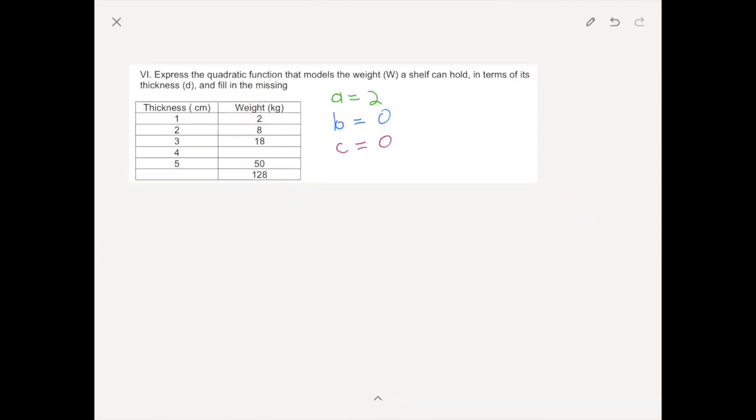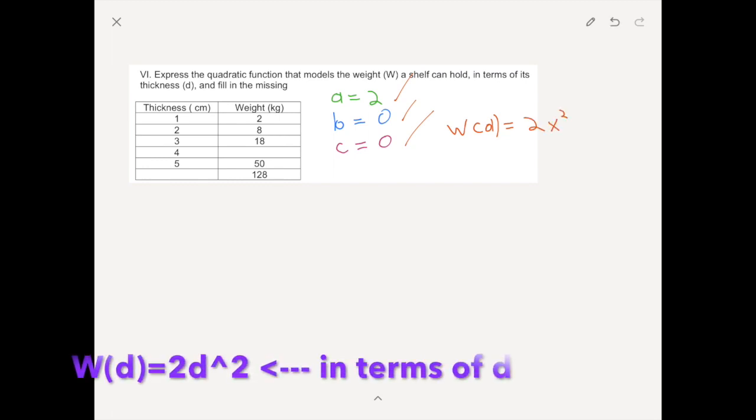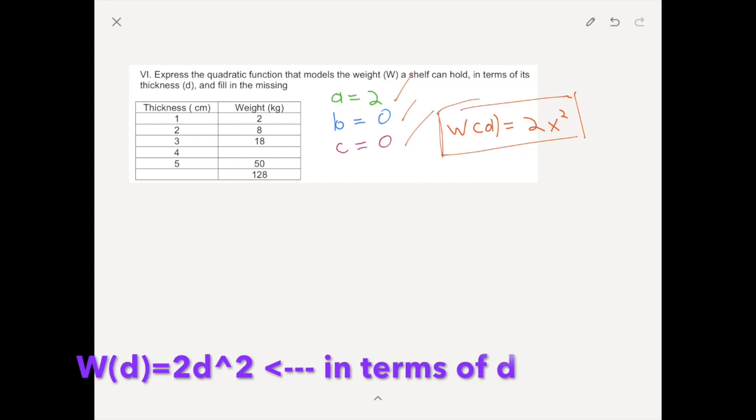So now that we know that a is equal to 2, and b and c are equal to 0, we can model our function w in terms of the thickness that we call d, and we just substitute. So we're going to have 2x squared, and the rest of the terms are going to be eliminated because b and c are 0. So this is going to be our final function that we can use to find these two terms right here. And we can also corroborate it.